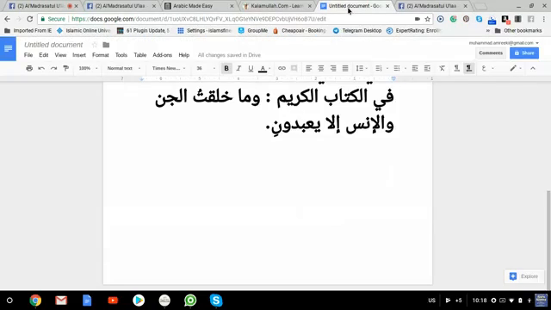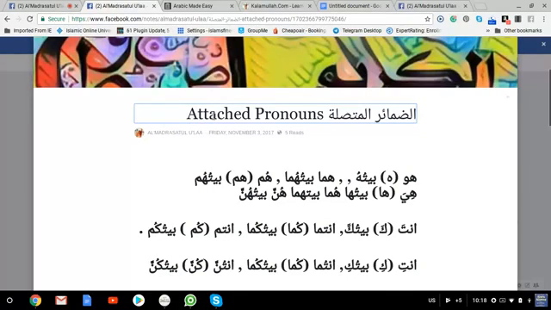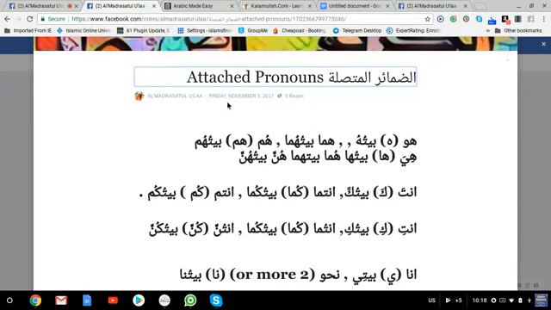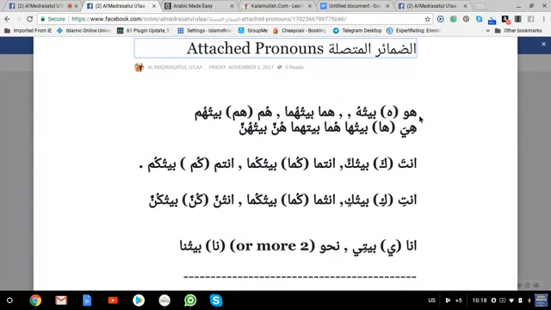That's the notes. We're going to look at it right now, inshallah. I named it attached pronouns. But within the lesson, I have the individual pronouns. The second person, huwa. And I wrote the pronoun, that attached pronoun, next to it in the brackets. I wrote the letter between the brackets and used an example.